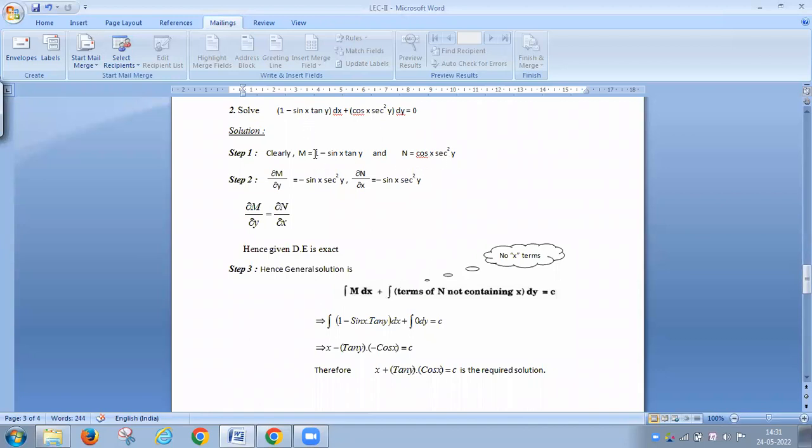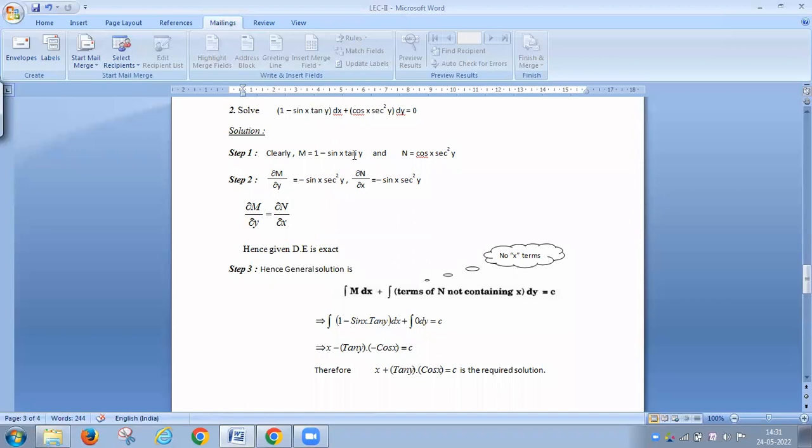So first we have identified M and then N. Next, check whether this differential equation is exact or not. So verify this condition. Find ∂M/∂y and ∂N/∂x. ∂M/∂y: differentiate this M with respect to y, treating x as a constant. So the derivative of 1 is 0. Minus sin x is constant.